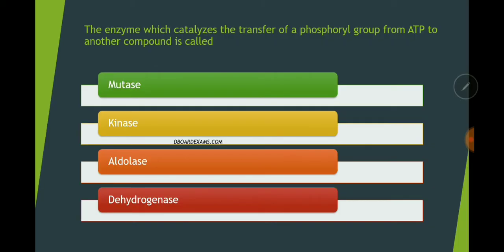So let's do a question here. A quick review question. The enzyme which catalyzes a transfer of a phosphoryl group from ATP to another compound is called what? Is it a mutase, a kinase, aldolase, or dehydrogenase?